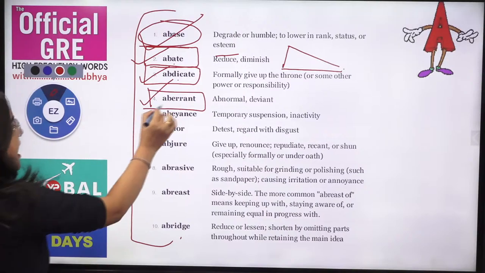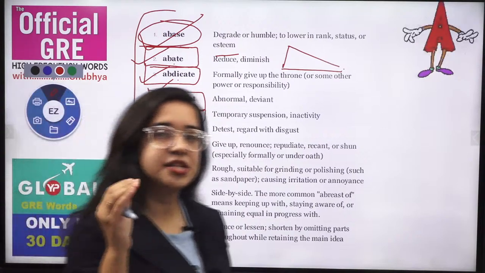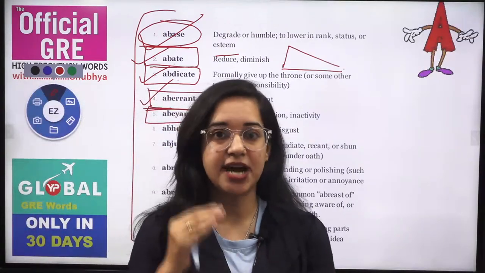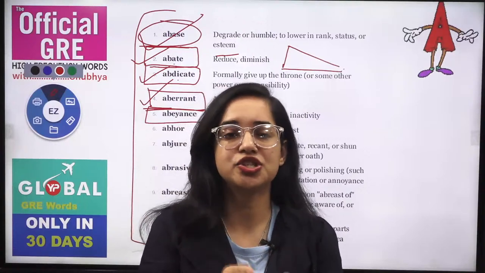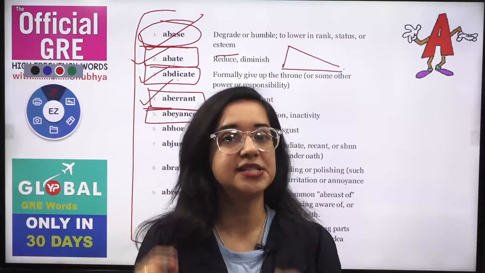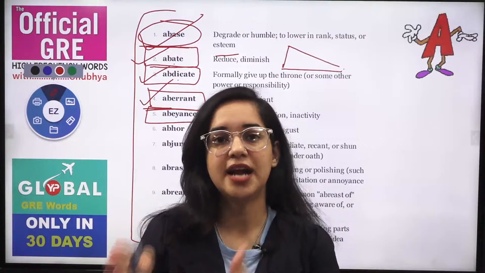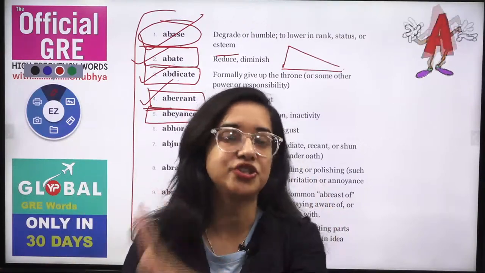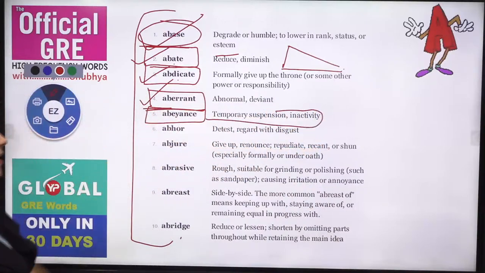Next you have is abeyance. Abeyance means when you are temporarily suspended from something. It's kind of a break, kind of an intermission. Aap thode time ke liye kisi cheez ko pause kar dete ho, that is termed as abeyance. So abeyance is when you take a temporary break, or you can say you pause that thing for a certain period of time. It's temporary suspension, right? So here it is inactivity, state of inactivity that comes with it.